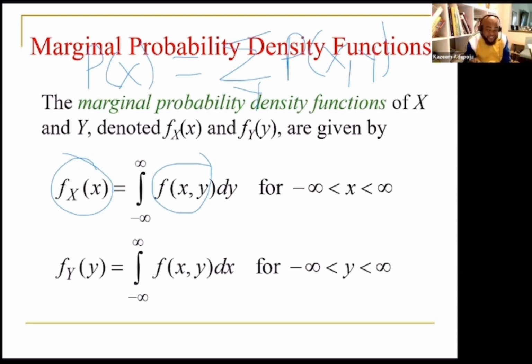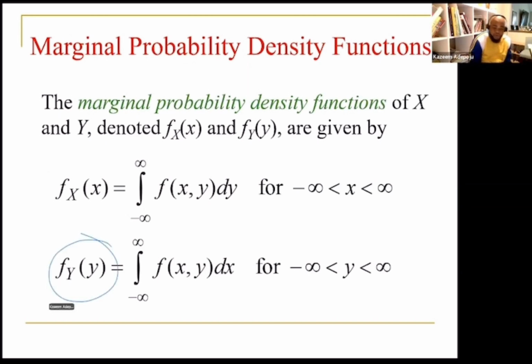I'm interested in a function of x, then it means I'm basically going to integrate the joint PDF with respect to the variable I'm not interested in. Because I'm not interested in y, I'm going to perform my antiderivative with respect to y. So with this, now this is a marginal function of x.